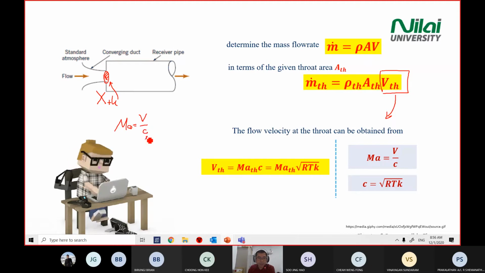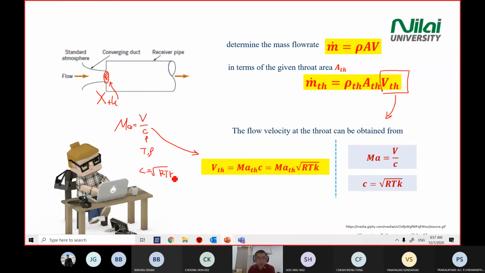And this one, we need to be careful because it will change according to temperature, density, and so on. So there's a table to refer to. I already showed you which table to go through last Friday. So be careful with the local temperature and local speed of sound. If you modify this equation, Mach equal to upstream velocity divided by local speed of sound, you modify into V equal to Mach number times the speed of sound, and c equal to square root of RTK.